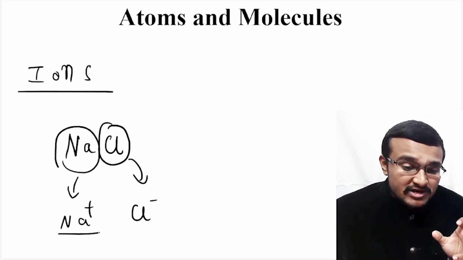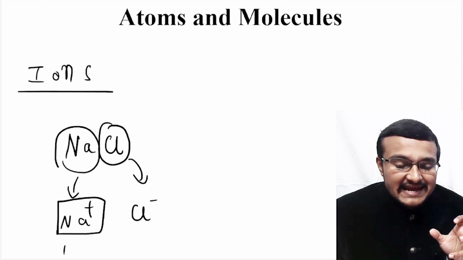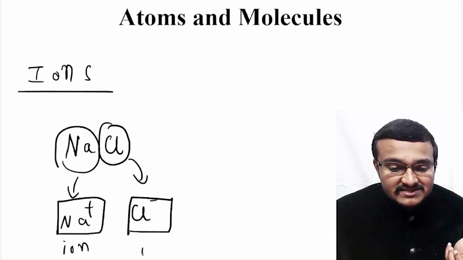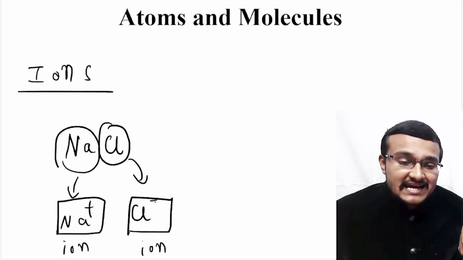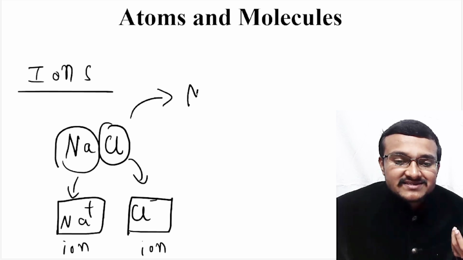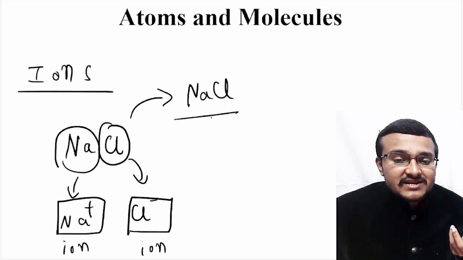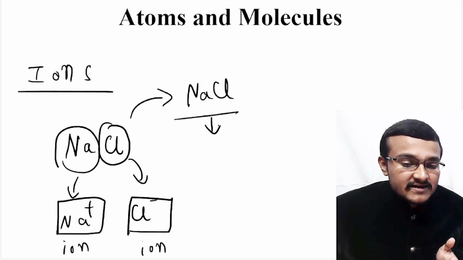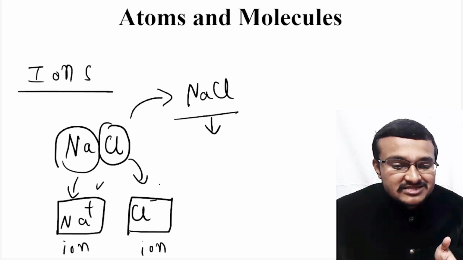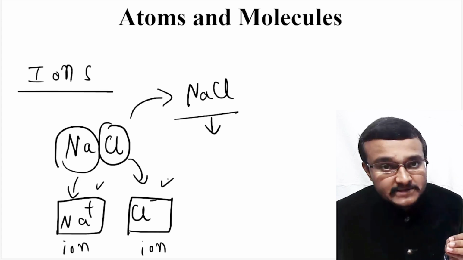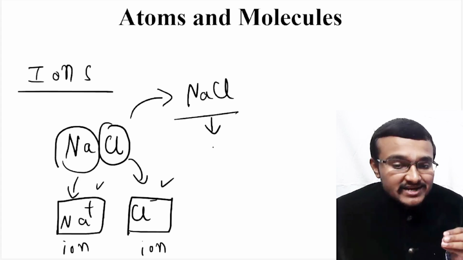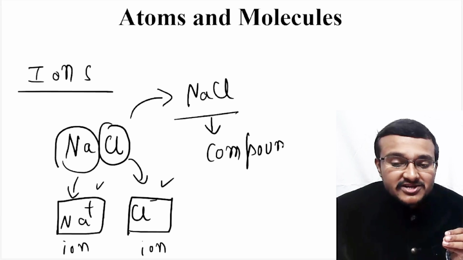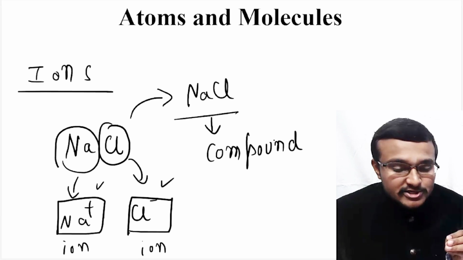If you consider just Na+, then Na+ can be known as an ion. If you consider just Cl-, then Cl- can be known as an ion. But when you consider NaCl together, NaCl is not considered an ion, because the positive charge of sodium is balanced by the negative charge of chlorine. So NaCl is not an ion. NaCl is a compound, or it can be known as a molecule.